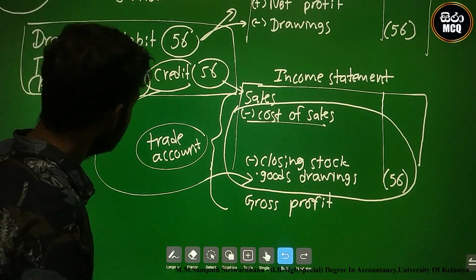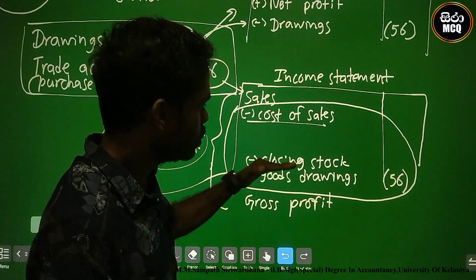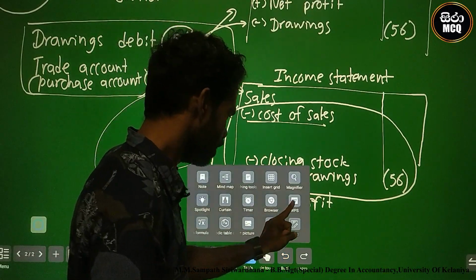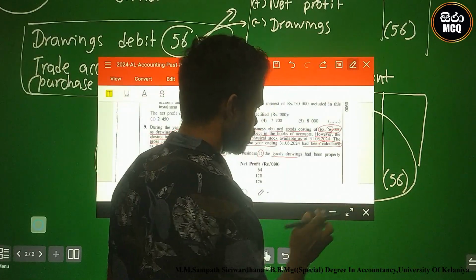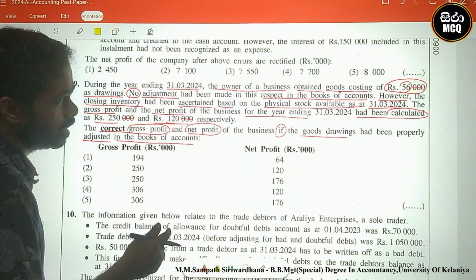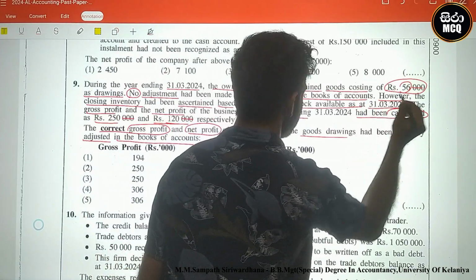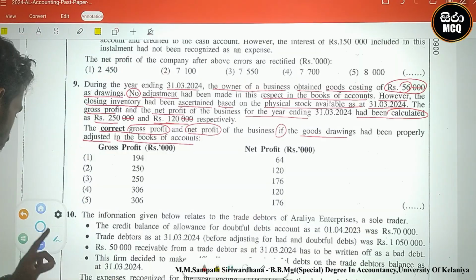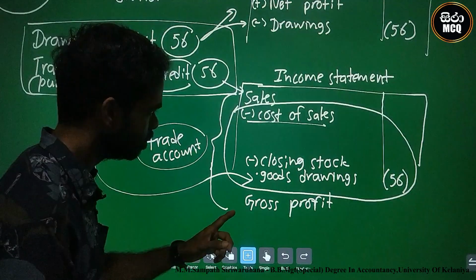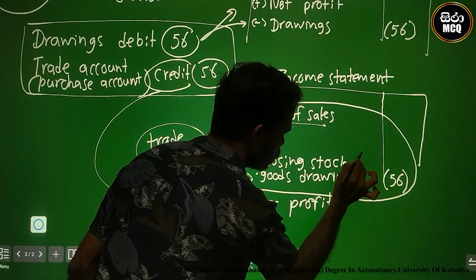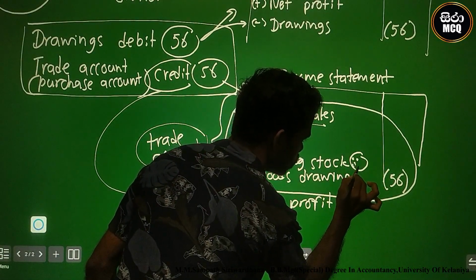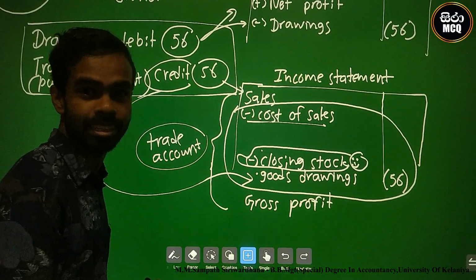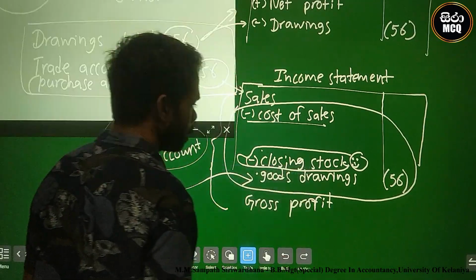There is a new impact, the goods drawing. At this time, there is a crucial point. They say to you, look here, there is this one. However, the closing inventory means which one? Closing inventory means closing stock. Look here, closing stock. This one, closing stock. Okay, closing stock.